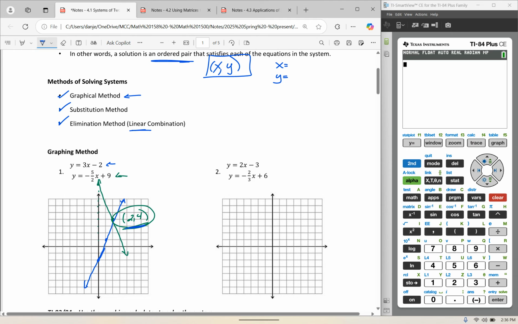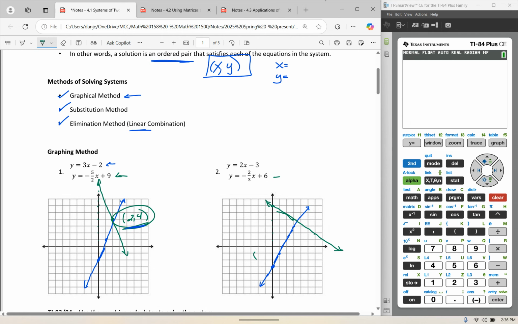So again, number two, y equals 2x minus 3. I have a y-intercept at negative 3 and a slope of 2. So I'm going to go up 2 and over 1, up 2 and over 1. I like to count that over a few times. And here's the line represented by y equals 2x minus 3. Again, I'll use green for the second equation. We have a y-intercept of 6, so 1, 2, 3, 4, 5, 6, and a slope of negative 2 thirds. And here's the line that is represented by the green line.